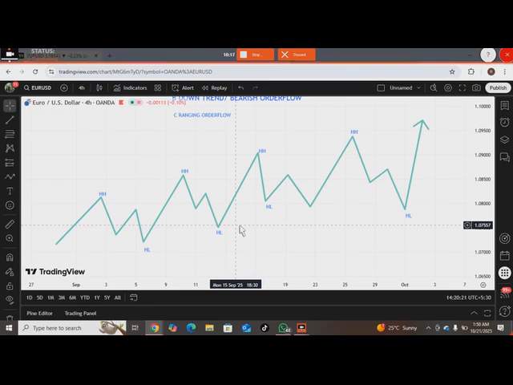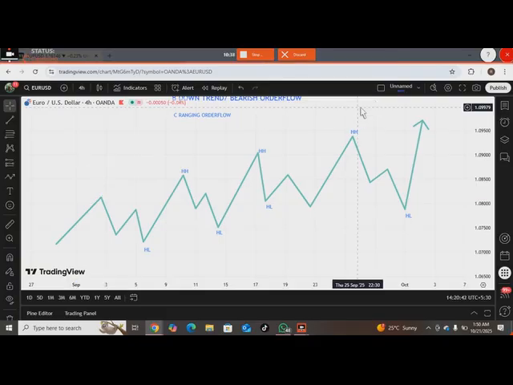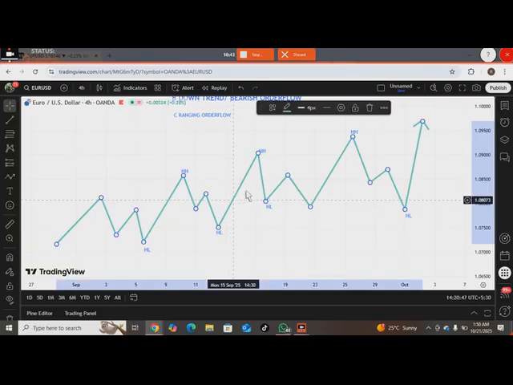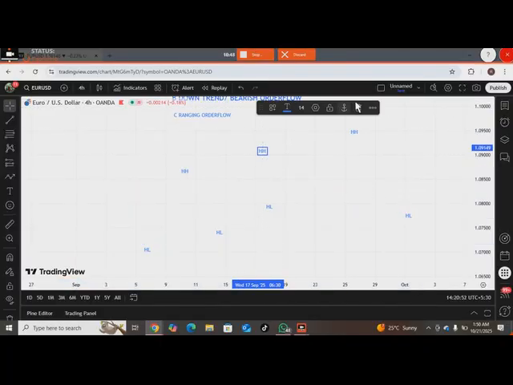So you see the market is trending up, the market is going up, and it's creating a series of higher highs, higher lows, higher highs, higher lows. So this is the example. When you see the market moving in this way, you've got to understand that this is an uptrend, not a downtrend, sorry.